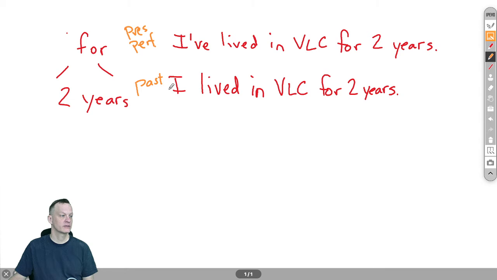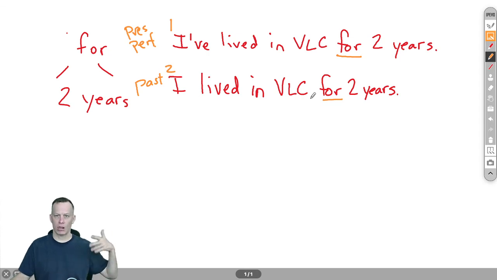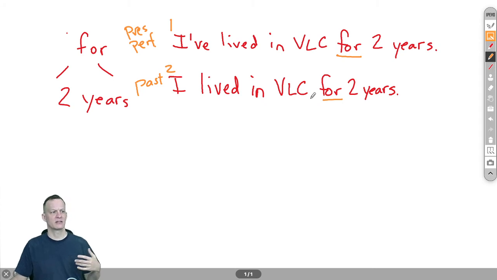So what's the difference? Here we have for 2 years, and here we have for 2 years. But in Spanish, they're very, very different, okay? They're translated completely differently. What's the difference in meaning? In English, can you write in the chat box what you think? Let's call this sentence one and this sentence two. You can say in sentence one, it means blah, blah, blah. In sentence two, it means blah, blah, blah. Do you know the difference between sentence one and sentence two? There is a very big difference, and the difference is present perfect and past simple.